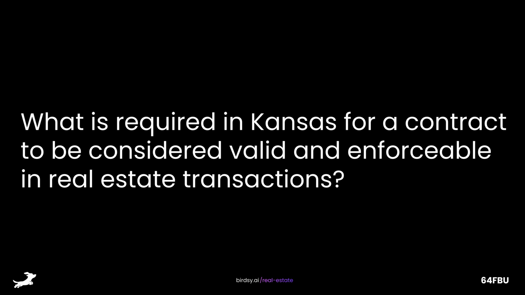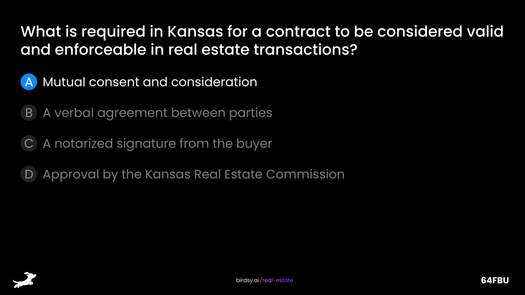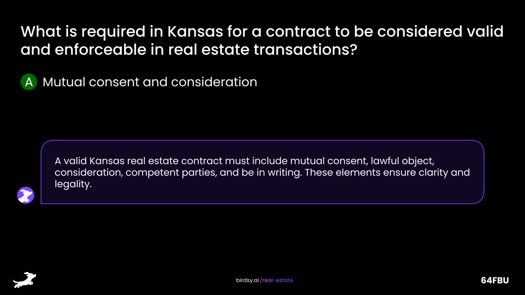What is required in Kansas for a contract to be considered valid and enforceable in real estate transactions? Is it A, mutual consent and consideration, B, a verbal agreement between parties, C, a notarized signature from the buyer, or D, approval by the Kansas Real Estate Commission? The answer is A, mutual consent and consideration. A valid Kansas real estate contract must include mutual consent, lawful object, consideration, competent parties, and be in writing. These elements ensure clarity and legality.